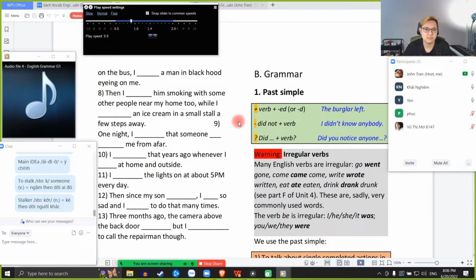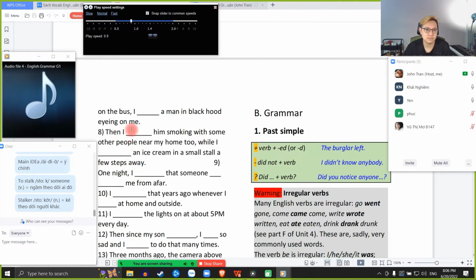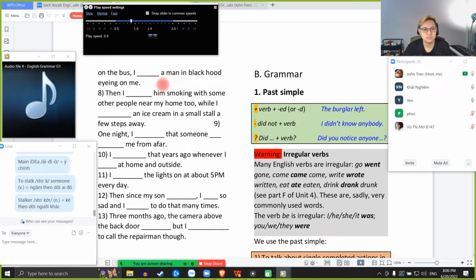Like, someone following you? Yes, a few weeks ago, when I was traveling on the bus, I noticed a man in black who was eyeing me. Then I saw him smoking with some other people near my home too, when I was enjoying an ice cream outside a small shop a few feet away. One night, I realized that someone was watching me from afar, but of course I couldn't see clearly who they were. It seems like he was trying to learn about your daily routine, to know that you lived alone with your cat. We could check the security camera.